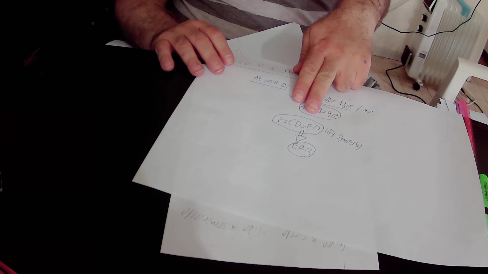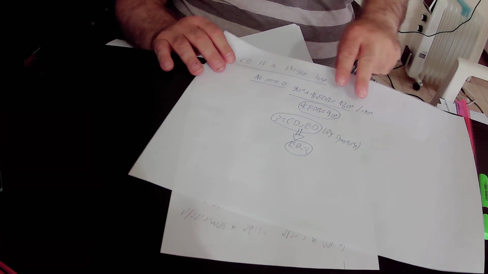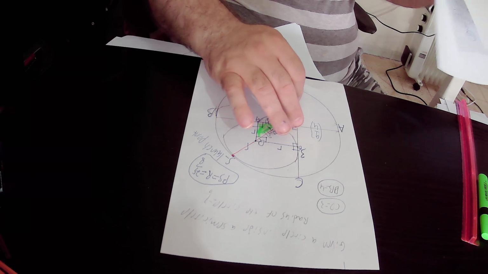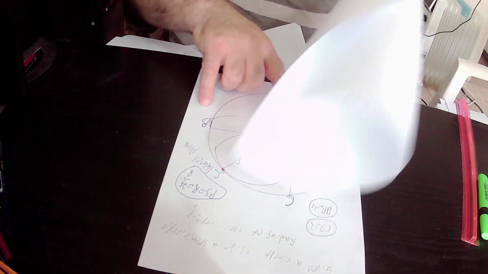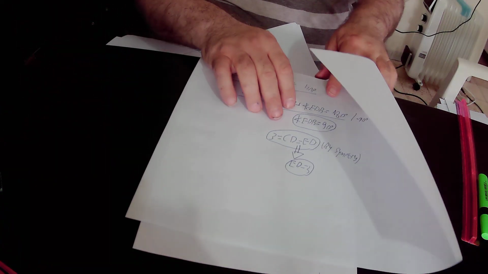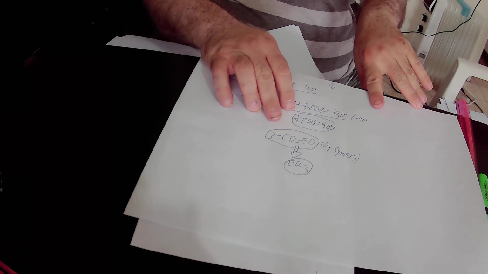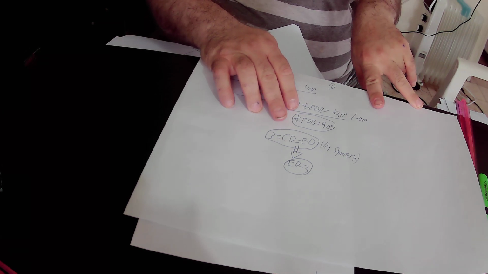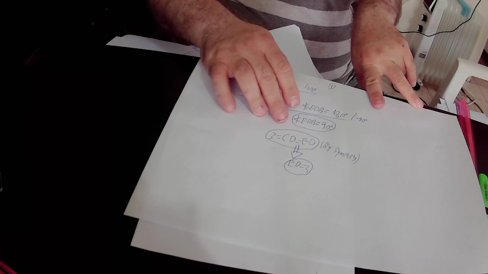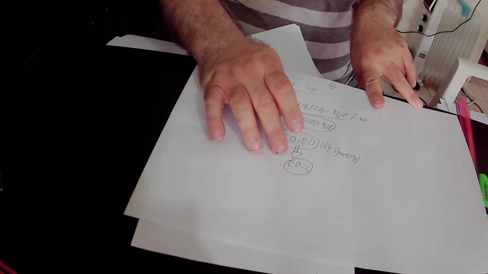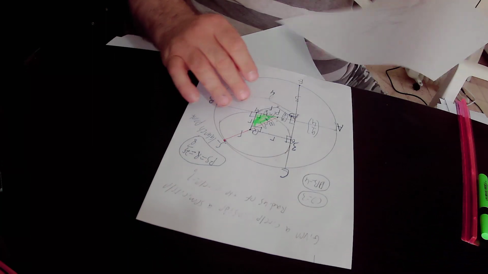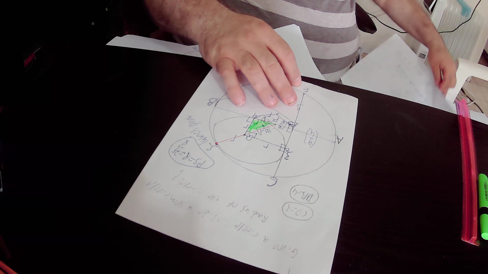So, in conclusion, CD equals DE, but we know that CD equals 3 units. It's given to us that CD equals 3 units, and from the equation 3 equals CD equals DE, we derive that DE or ED also equals 3 units. Here DE also equals 3 units.